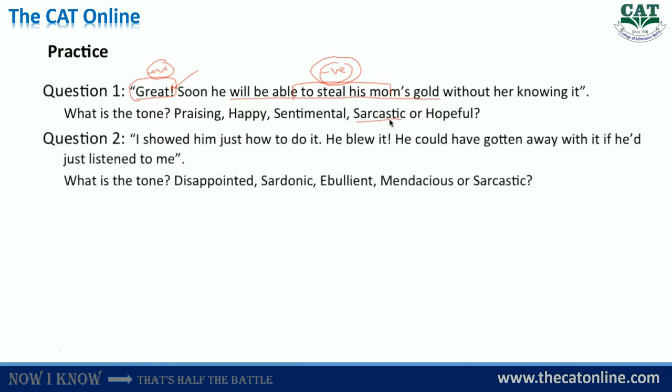Let's take another example. "I showed him just how to do it. He blew it. He could have gotten away with it if he'd just listened to me." Take a minute again. You may pause the video and try and interpret what should be the tone of this passage or this line.